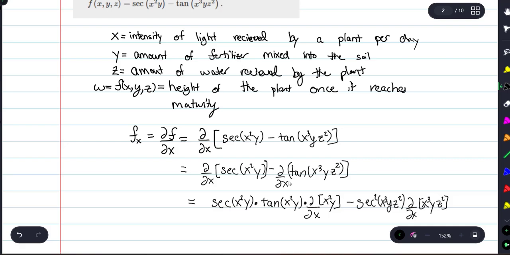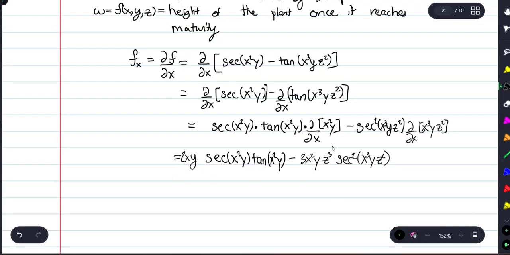Similarly, the derivative of this outside function, the derivative of tangent, is secant squared. So I just copy the same inside stuff into the secant squared. And then I multiply it times the derivative of the inside, which is over here.